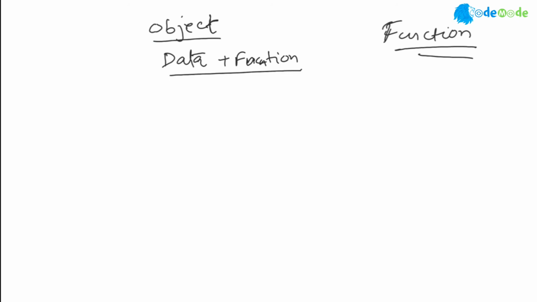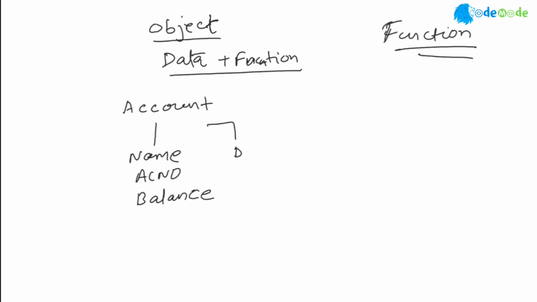And how does this happen? Suppose I create an account. We understand that it has a name, an account number, and a balance. Let's keep only 3 for now. And then this account has functionality: deposit, withdraw, and check balance. These 3 things we always do.